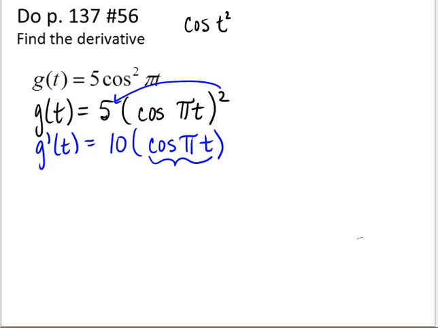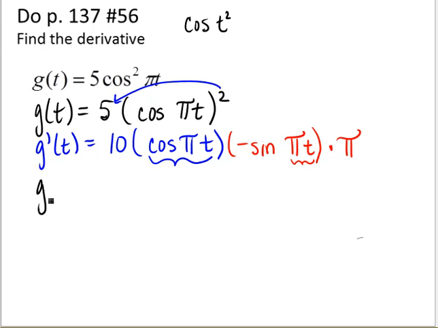The derivative of what's inside of these parentheses would be negative sine pi t. Now, we have to be really careful with this because this isn't just a t or an x. It's got something attached to it, so you have to remember to take the derivative of that part, even though there's not parentheses around it. That's the tricky thing about the trig functions. So we're going to multiply by pi.